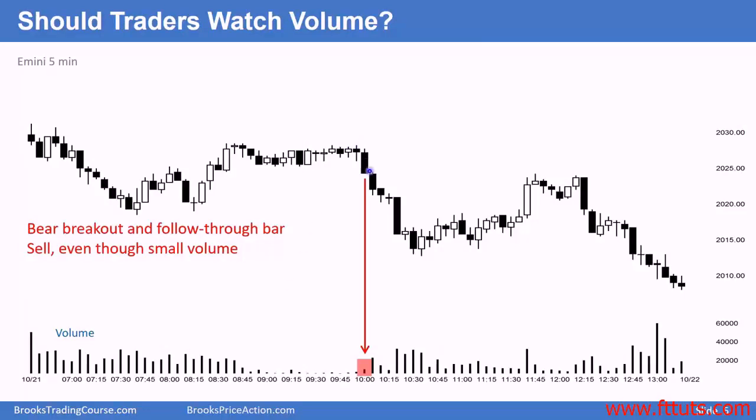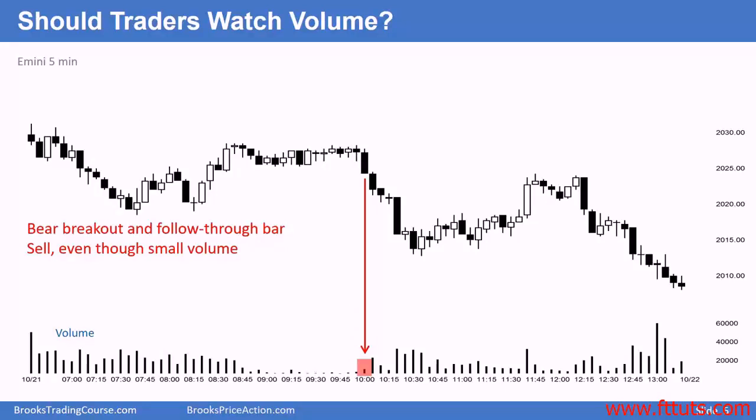Take a look. Here we have a bear breakout and a follow-through bar. But look at the volume. It's really not all that big. Do I look at the volume and say, oh, here's a bear breakout, but look how bad the volume is. I'm not going to take the trade.